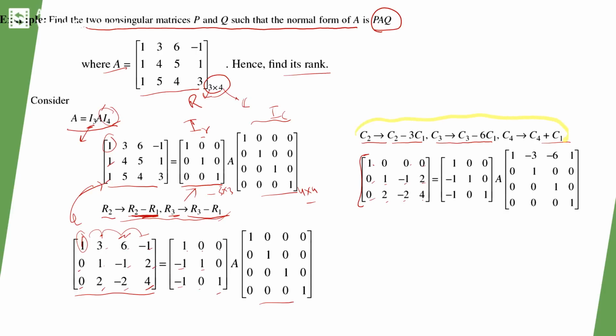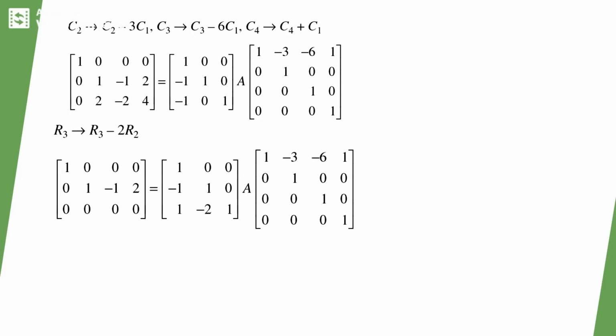And because we apply the column operation, these column operations apply on IC, that is an identity matrix, which is formed by the number of columns in the matrix. So the IR is as it is in the previous step. So we change the IC, that is an identity matrix, which becomes [1, -3, -6, 1; 0, 1, 0, 0; 0, 0, 1, 0; 0, 0, 0, 1].